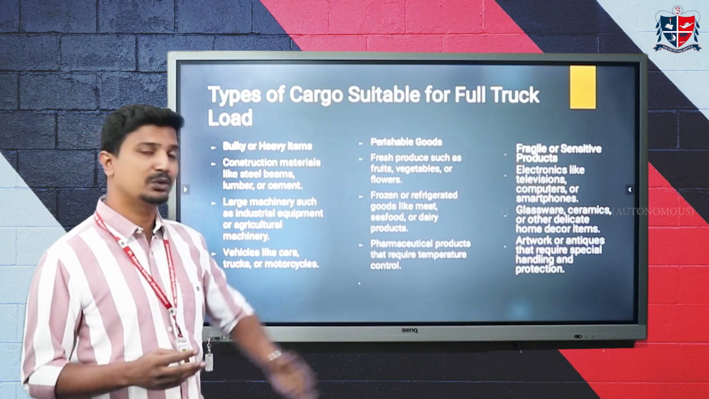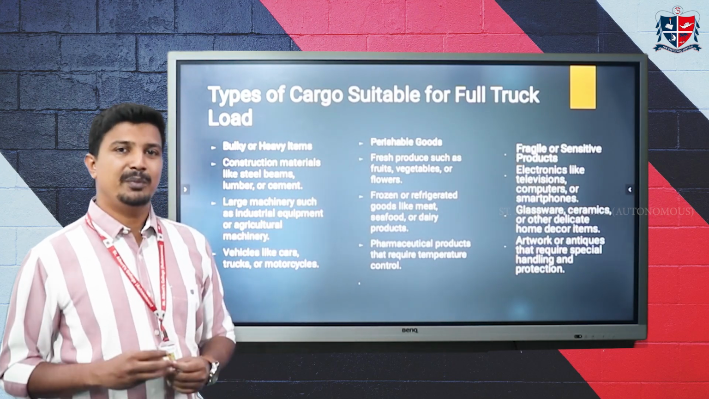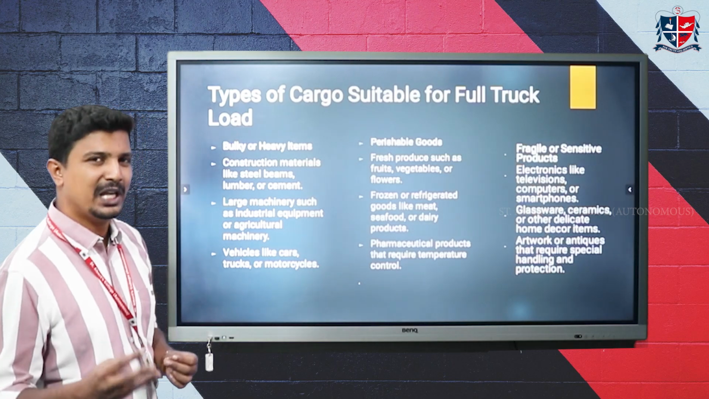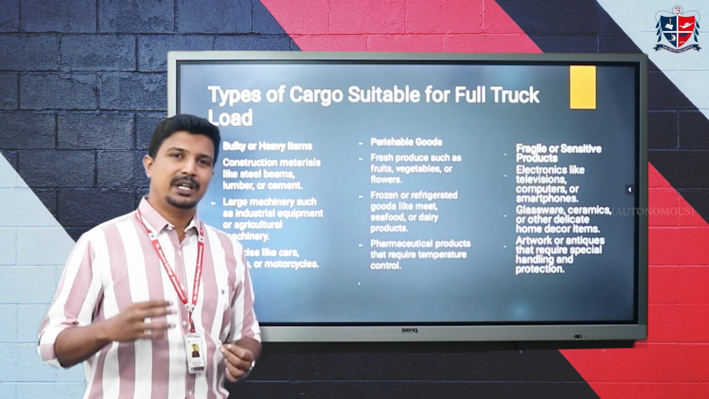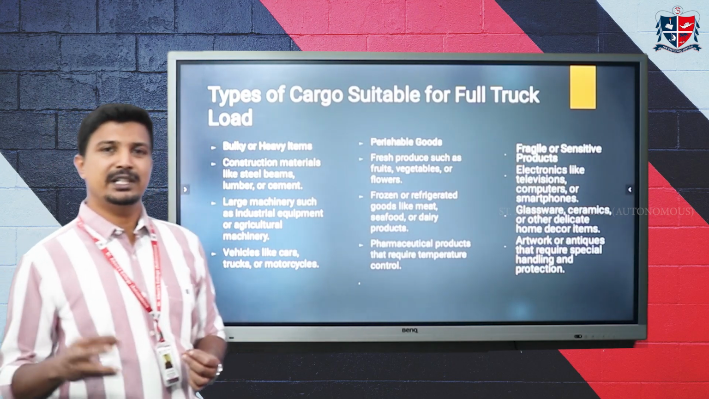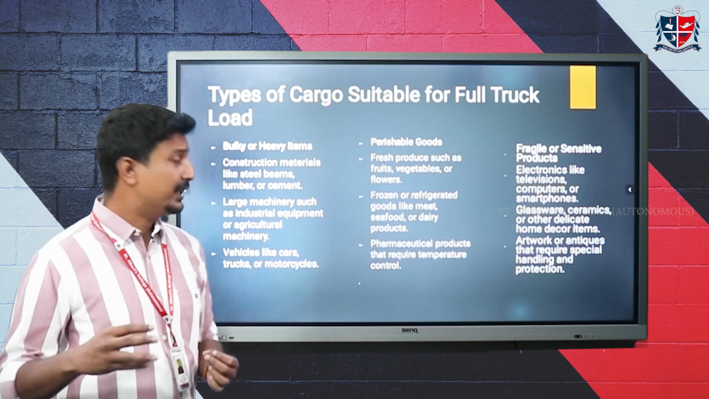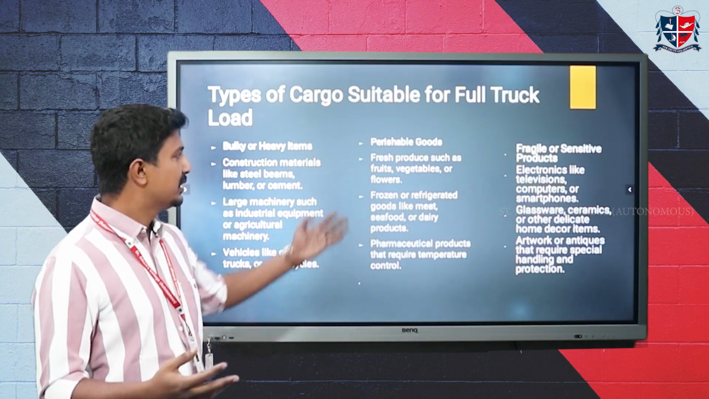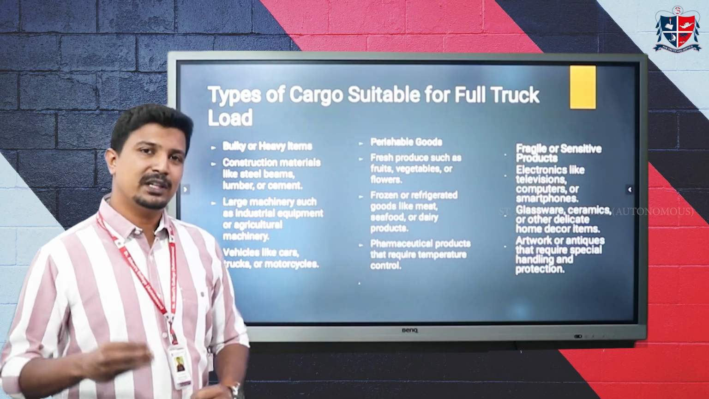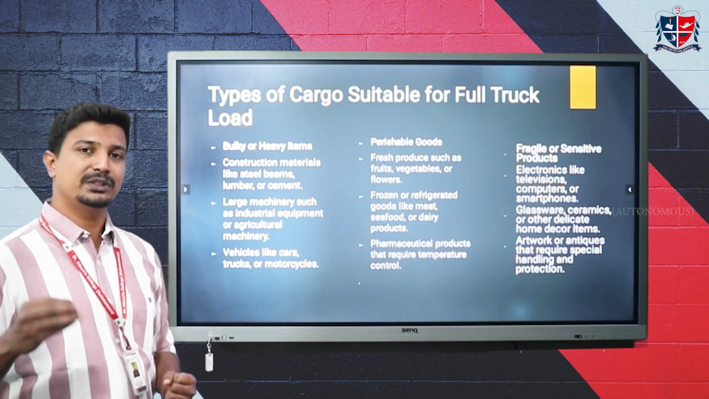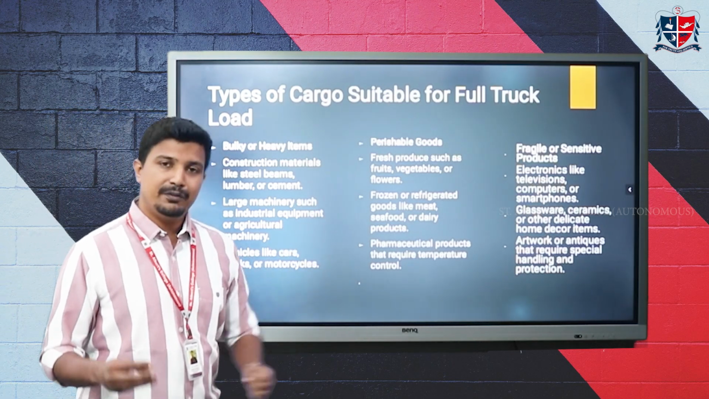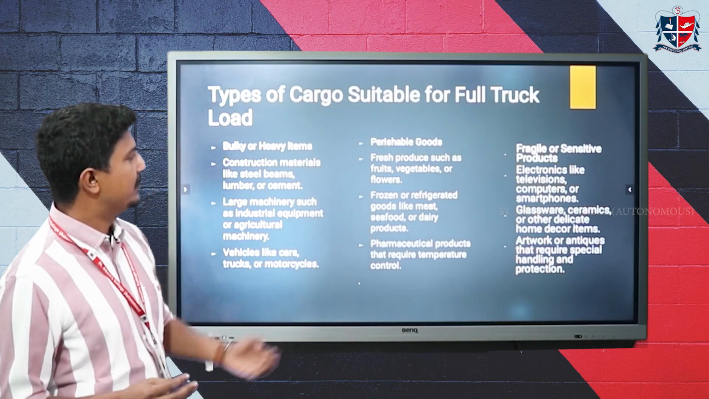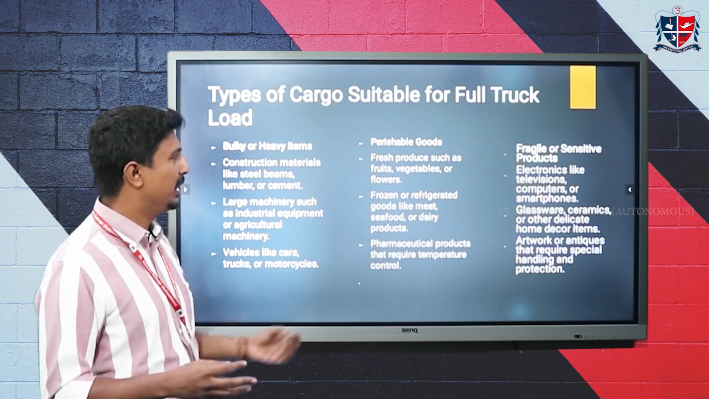Perishable goods also can be moved in FTL because perishable goods have a shelf life, so they have to reach the customer within a specific period of time. If it gets delayed, the cargo gets damaged. So in order to deliver the goods in a fast mode, we have to use FTL. Perishable items will mostly be transported in the FTL model.